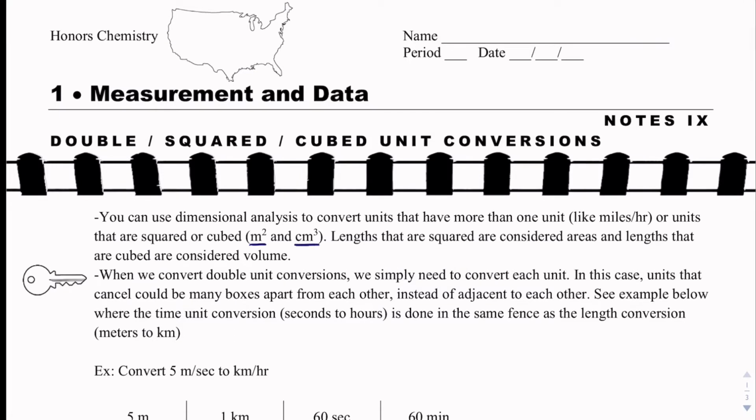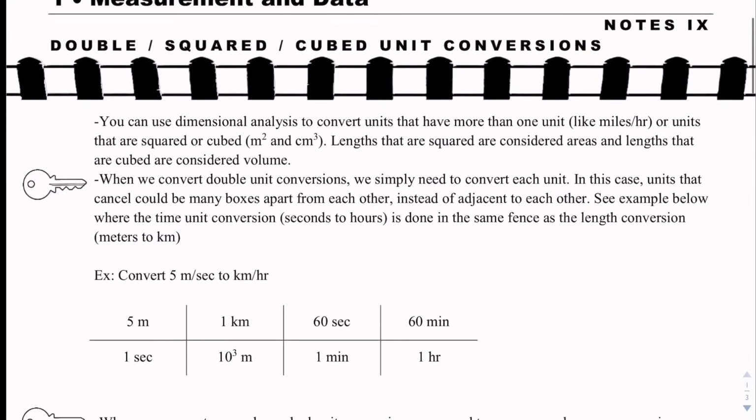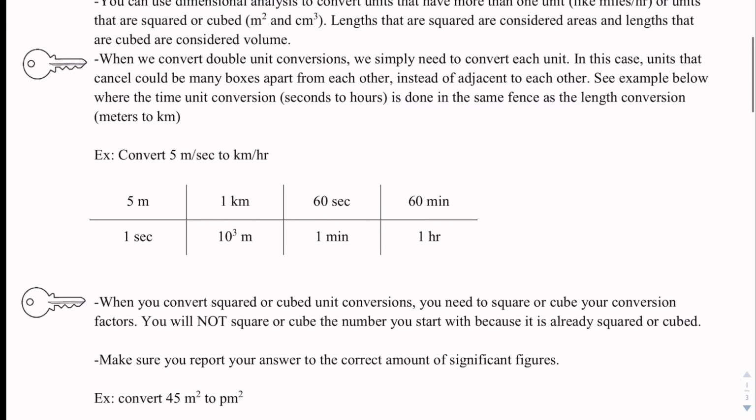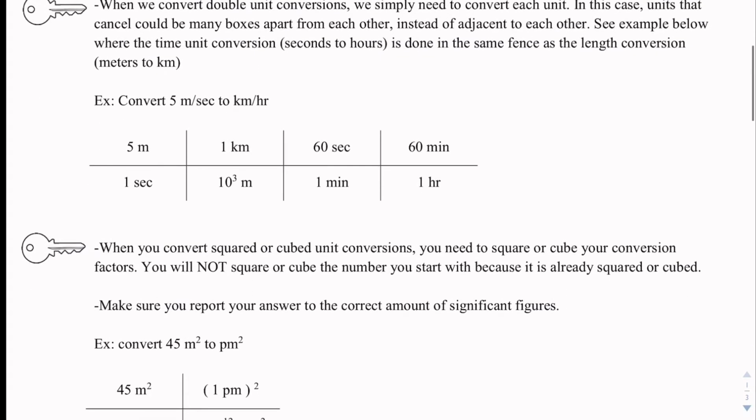So there is some math involved if these units are squared or cubed. Lengths that are squared are considered areas, and then lengths that are cubed are considered volume. So when we convert double unit conversions, we simply need to convert each unit. In this case, units that cancel could be in many boxes apart from each other, and we're going to see some examples with that. Instead of being in boxes diagonally from each other, they'll still be diagonal, but they might not be adjacent to each other.